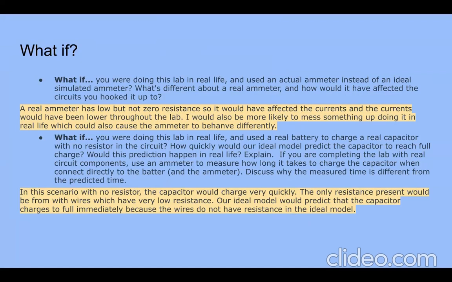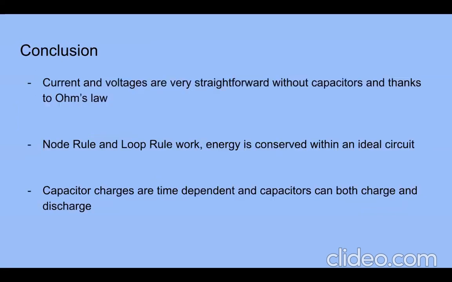And then if we were doing this lab in real life and used a real battery to charge a real capacitor, it would basically charge up almost immediately. And the only thing that would stop that would be resistance in the wires. And the ideal model would predict that the capacitor charges to full immediately because wires do not have resistance in the ideal model.